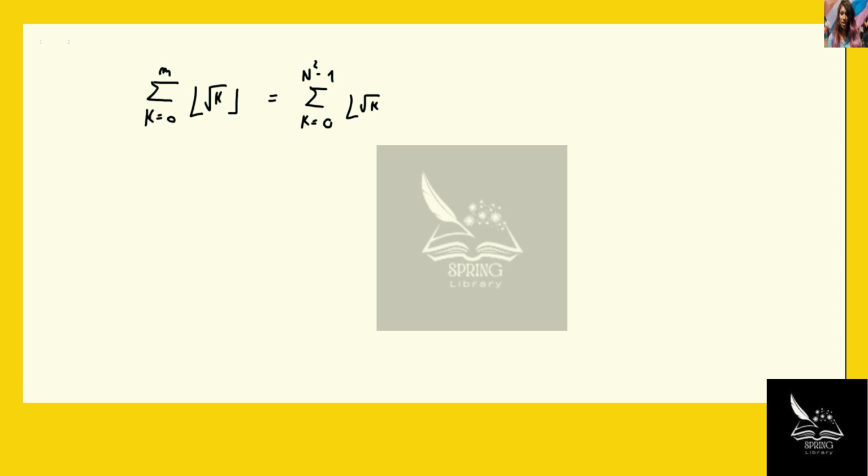And now we want to compute this sum. We want to compute the sum for k that goes from 0 to m of the floor of root of k. So let's split this sum: we sum all the way from k to N squared minus 1 of floor of root k, plus the remaining numbers. So k goes from N squared to m of floor of root k, where this big N is such that N squared is the last perfect square before m. So if m were 6, again, N squared would be 4.